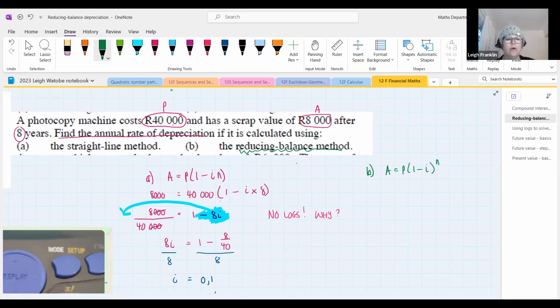So remember again, we are calculating the rate of depreciation. We are calculating I. We've said that A is 8,000 and P is 40,000, so that's not going to change. 1 minus I, and in this case, the value of our exponent is going to be 8. Okay. So again, let me ask you, what's the first thing we want to do to both sides? What do we want to do to both sides?